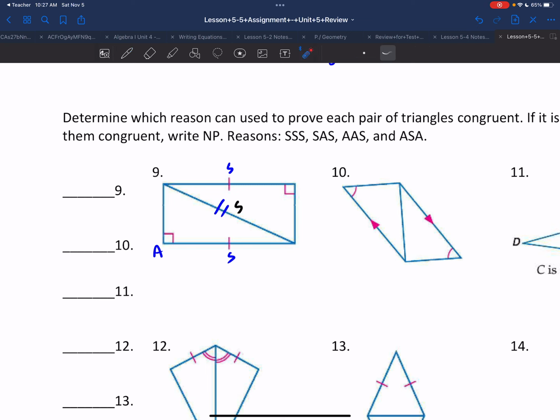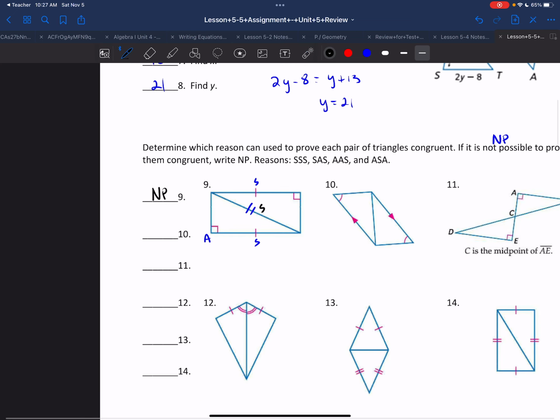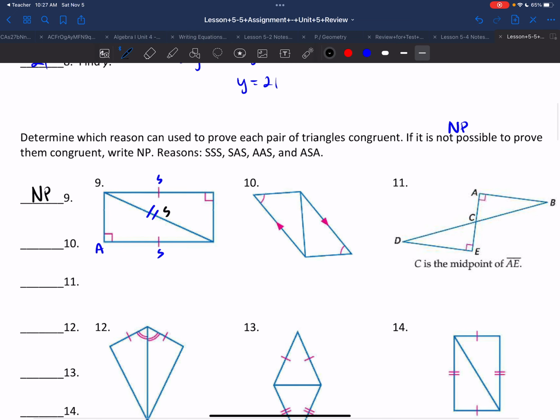So, let's take a look. I have an angle, side, and it's not in order. Okay? So, it doesn't meet or have one of these. So, I can write NP. Let's take a look at number 10.